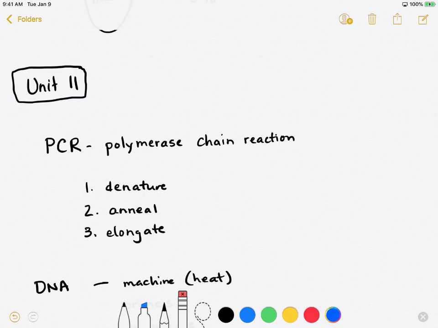Unit 11 began with a description of PCR, which stands for polymerase chain reaction. PCR is a technique that allows us to quickly amplify a particular segment of DNA. We're going to use colony PCR to amplify a particular portion of our unknown bacteria's DNA to figure out the identity of our bacteria. To understand PCR, it's a basic three-step process.